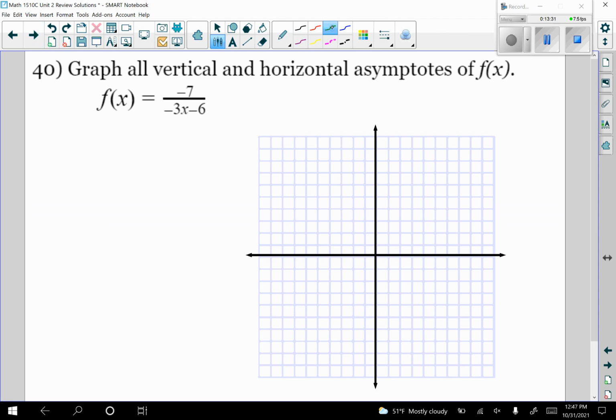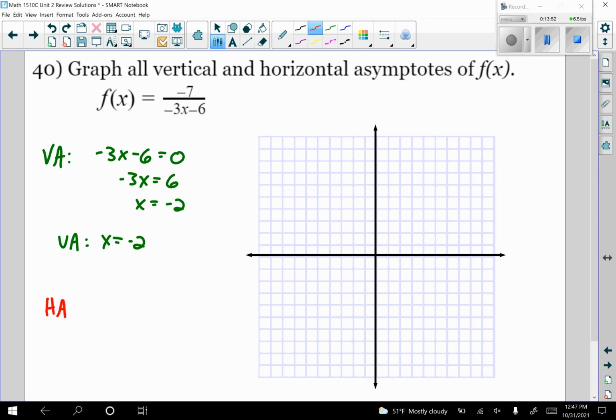Okay, and then for 40, we want all vertical and horizontal asymptotes. We're going to graph them. So let's start with vertical asymptotes. That's where our denominator, negative 3x minus 6, would equal 0. So we solve for x. We'll add 6, divide by negative 3. So our vertical asymptote is x equals negative 2.